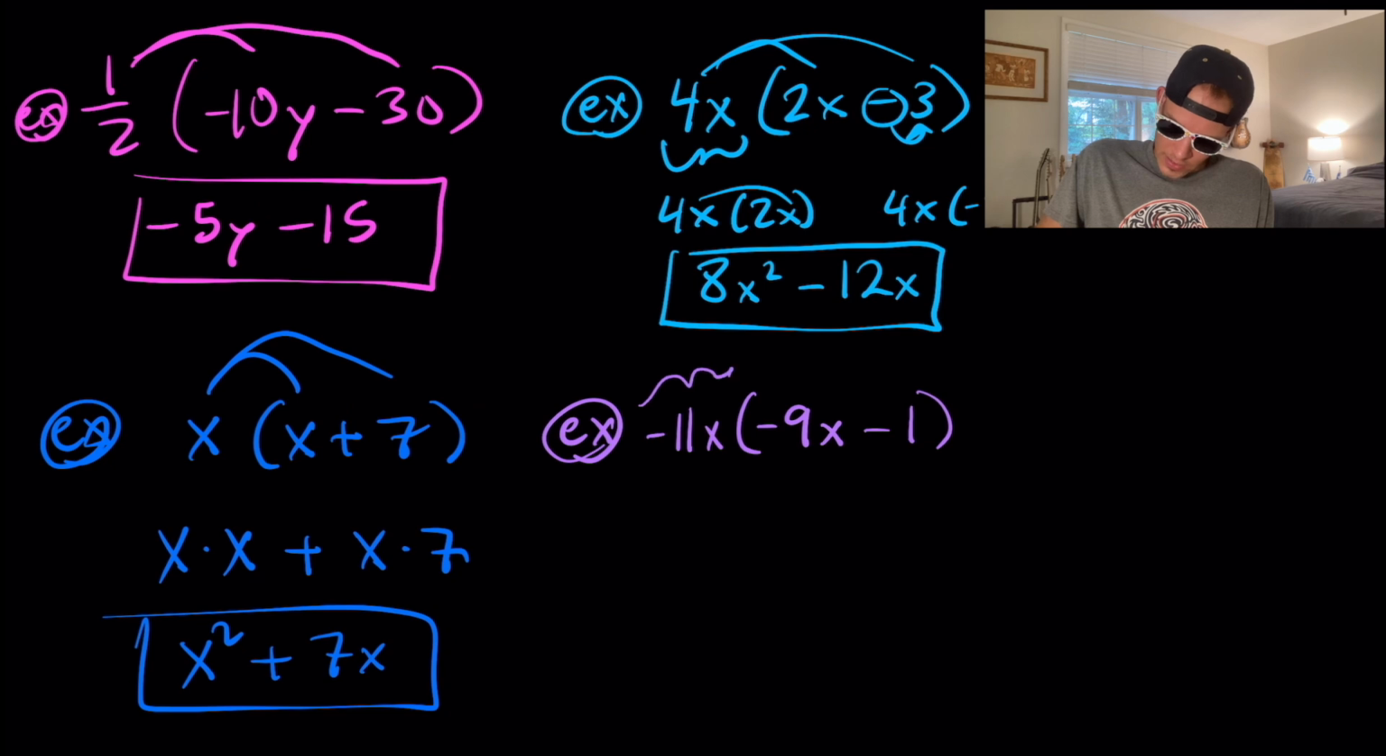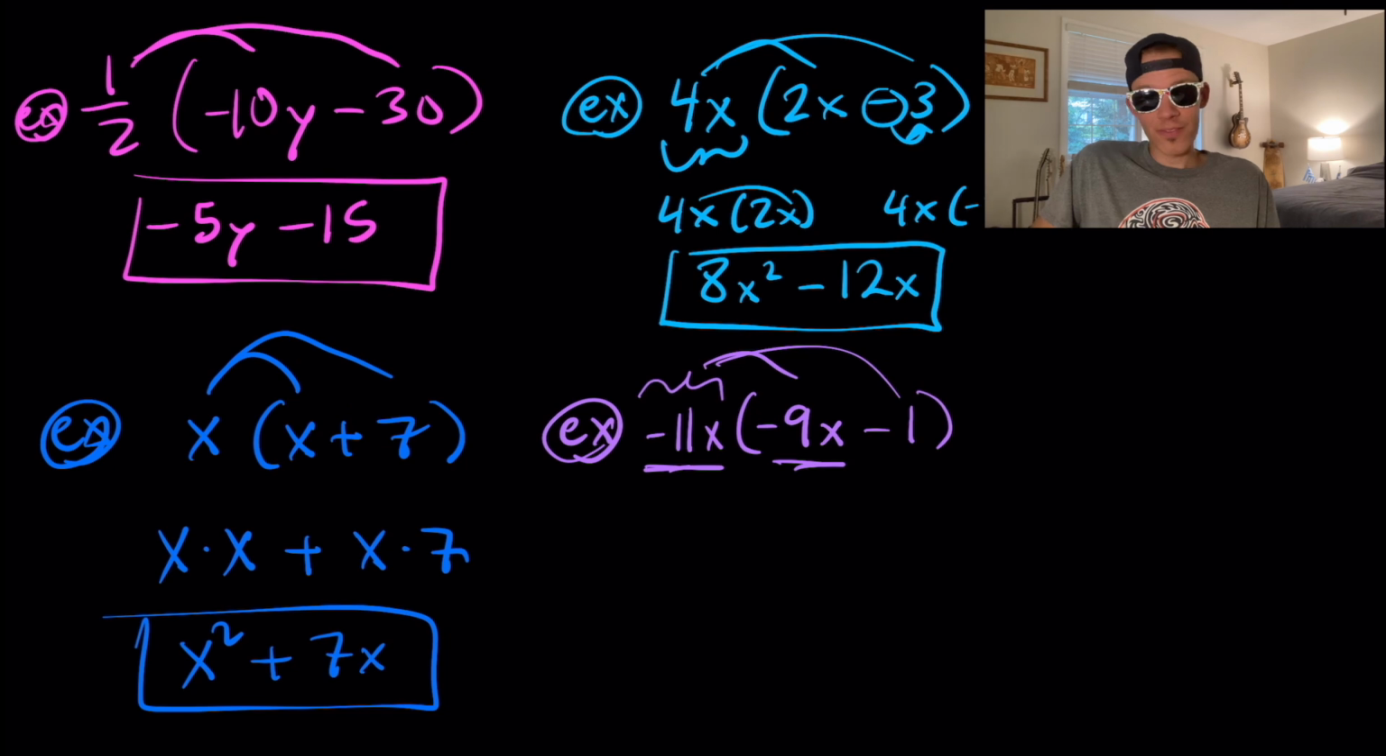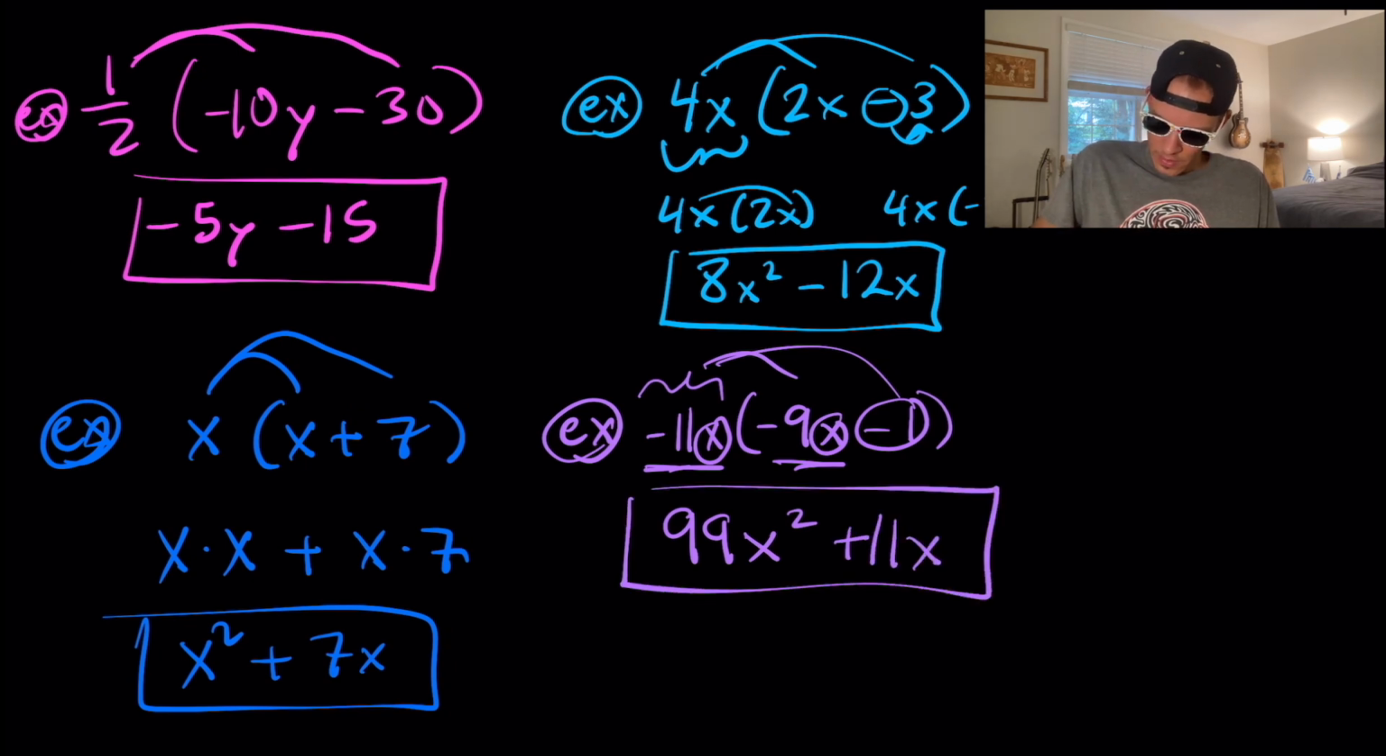Last one down here, negative 11x times negative 9x minus 1. Distribute the entire term, the entire negative 11x, into the terms inside the parentheses. So we'll have negative 11x times negative 9x, so that's going to be a positive 99x squared, because I have the x times x. And then negative 11x times negative 1 is going to be positive 11x. And there you go.